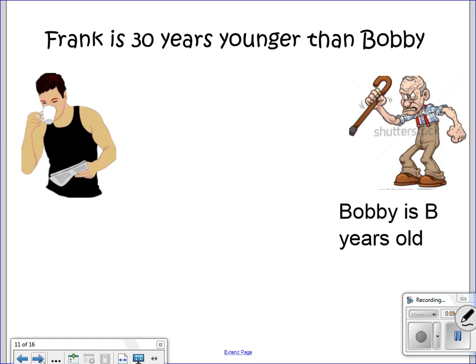Frank is 30 years younger than Bobby. Bobby is B years old. You see how the variable is given for you? So we're doing something with the letter B. If Bobby is B years old and Frank is 30 years younger, whatever Bobby is, we must always subtract 30. So if Bobby's 90, Frank is 60. If Bobby is 60, Frank is 30.